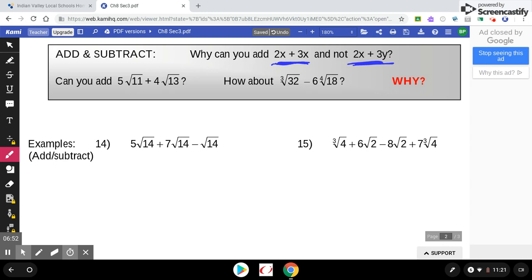So the fact that I have a square root of 11 and a square root of 13 means I cannot combine them. This would be similar to having an x to the third and x to the fourth. Can't combine those either. So they have to be like terms literally. They have to be the same.